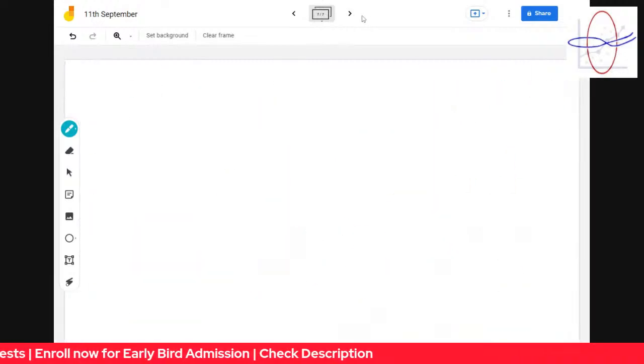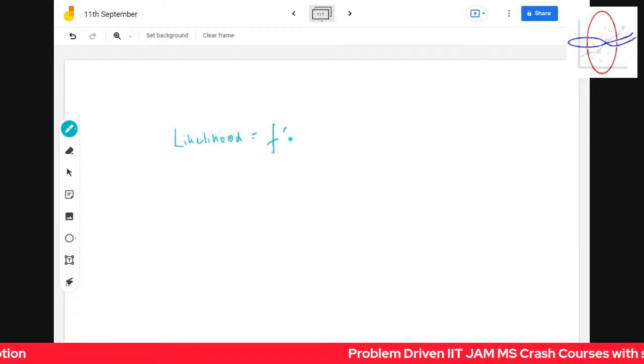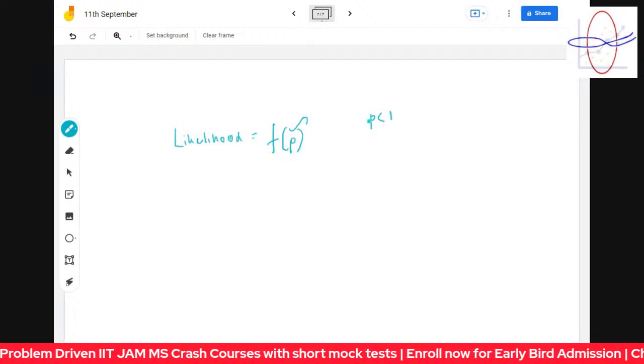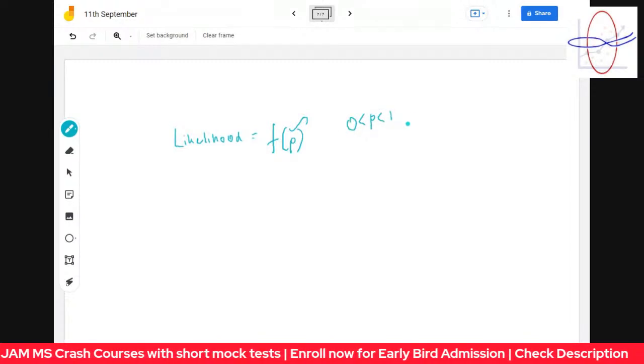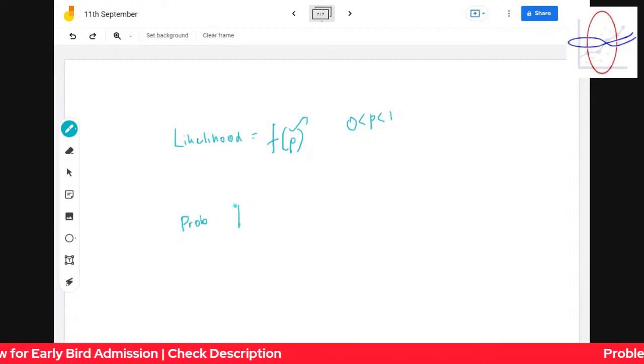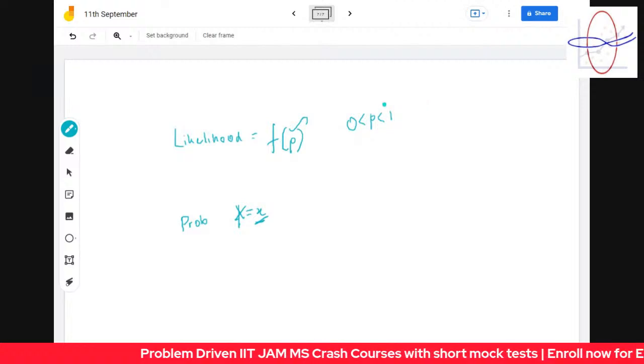Understanding the maximum likelihood estimator, what we do is find the likelihood. And likelihood is a function of the parameter p. p is a continuous variable between 0 and 1. While the probability here varies over X equal to small x, which is a discrete random variable, like 0, 1, 2. So here we can differentiate it to find the maximum probability.